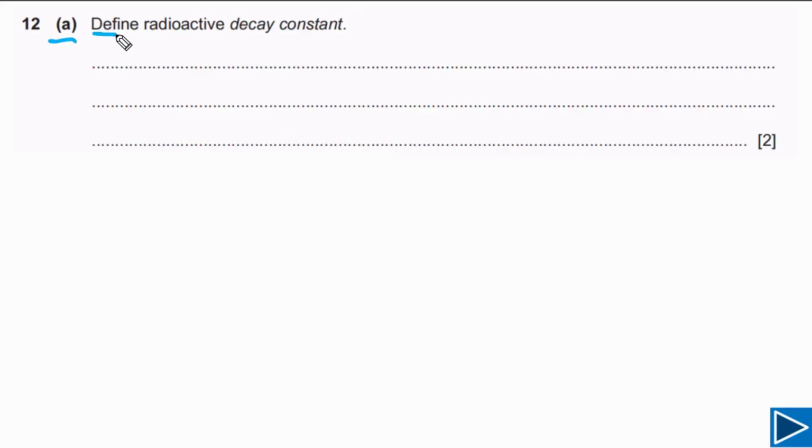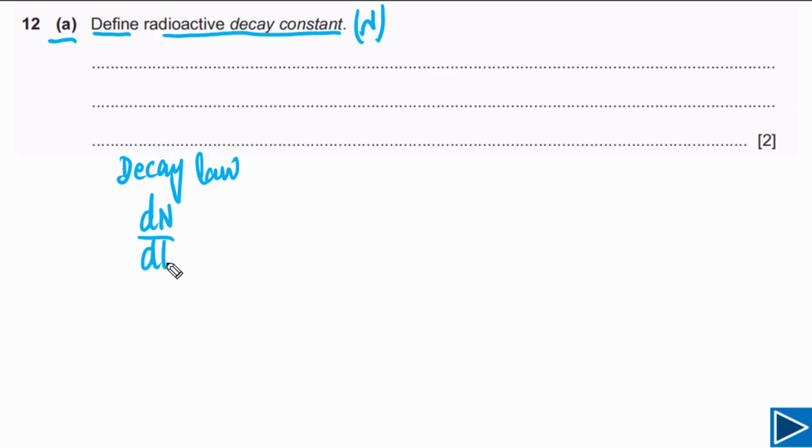For part A, the question is asking us to define radioactive decay constant. It simply means the question is asking us to define what is lambda. Let's try to understand in detail about lambda. We will start from radioactive decay law, or simply decay law. According to decay law, dN by dt is directly proportional to N, the number of nuclei in the sample. If there are a greater number of nuclei in the sample, the rate of decay is faster. If there are fewer nuclei in the sample, the rate of decay is slower.